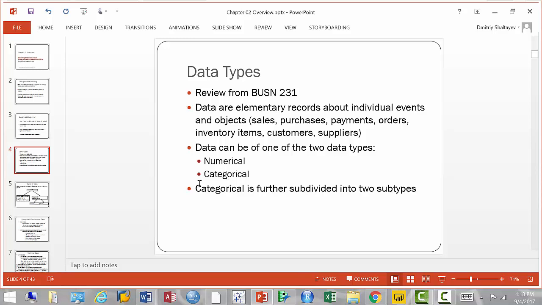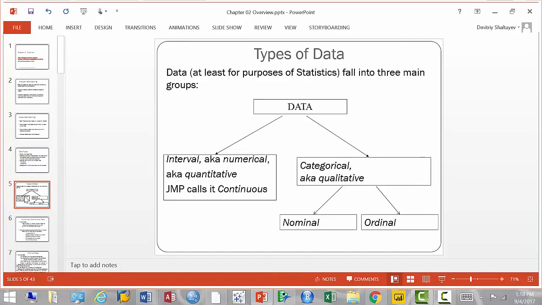All right, so these categoricals are further subdivided into two more subtypes. So here is the data. All data that we can deal with has 2 different types. Numerical data, sometimes also called interval, sometimes called quantitative. The program that we're going to use in this class, called JMP, calls the numerical data type continuous. It's a real number between minus infinity and plus infinity. And the other data type is categorical. So not numbers, but a bunch of classes or categories.